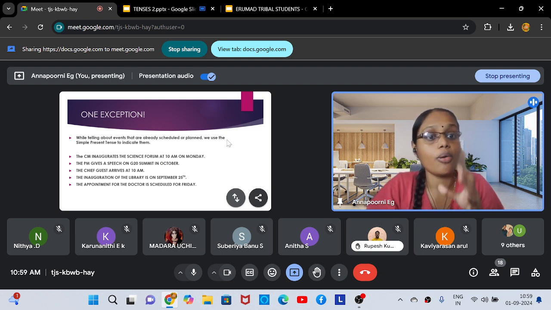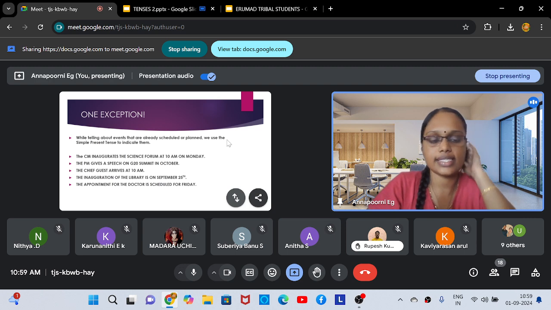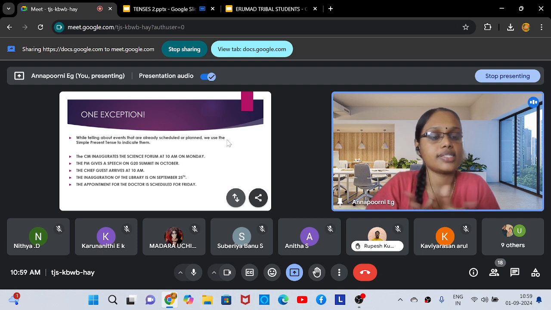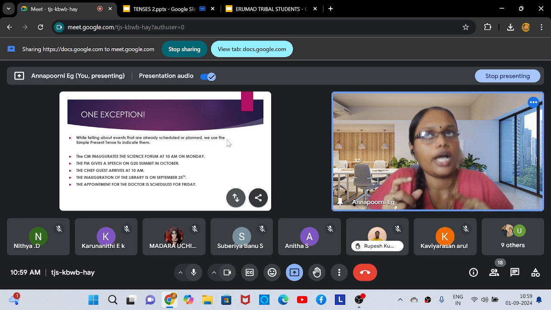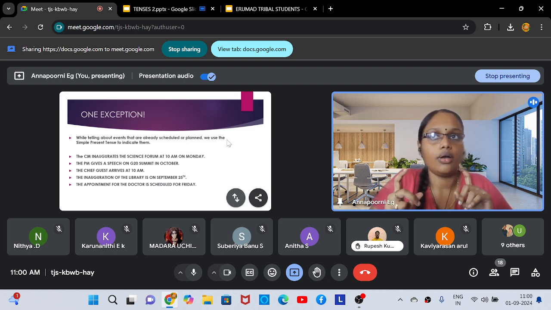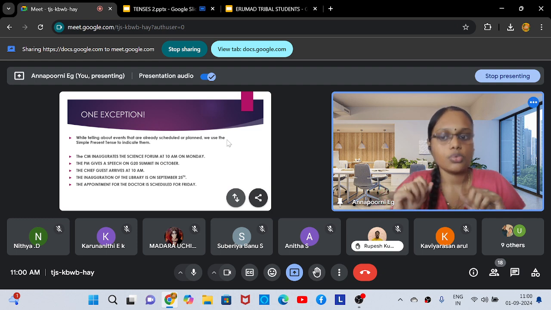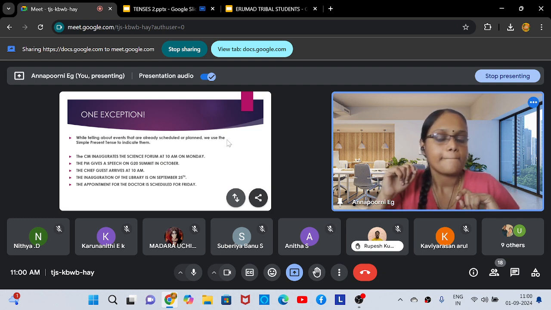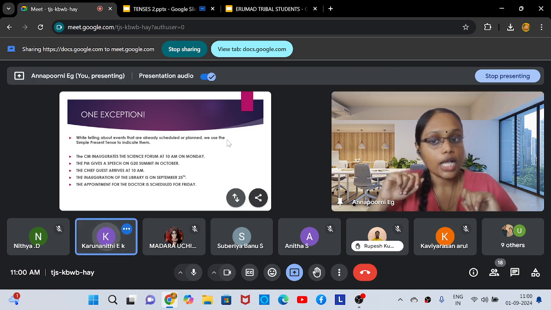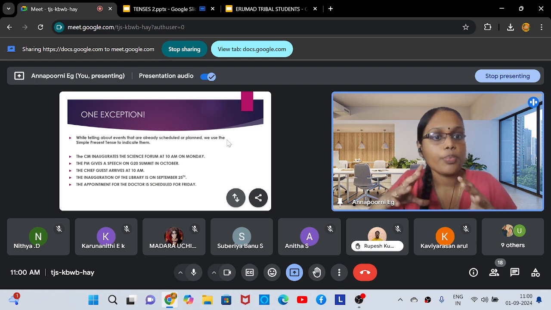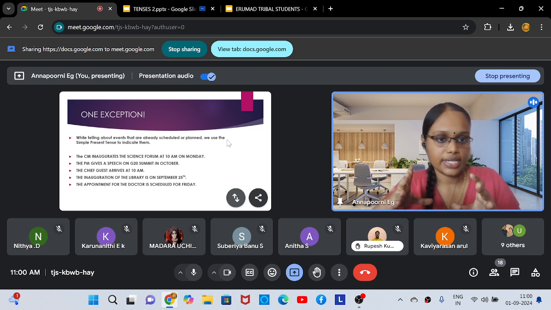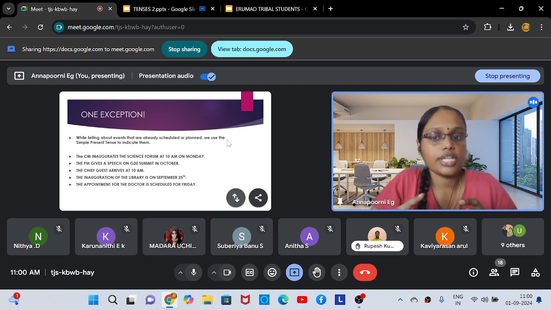This is called a compound subject. Sometimes we have these kind of long subjects. We call them compound subjects. Just like Anu and Manu are going to school. So what is the subject here? Anu and Manu together. So that is a compound subject. Anu and Manu are connected by the linking word and. So Anu and Manu is together a subject. Similarly, the inauguration of the library is also a compound subject.